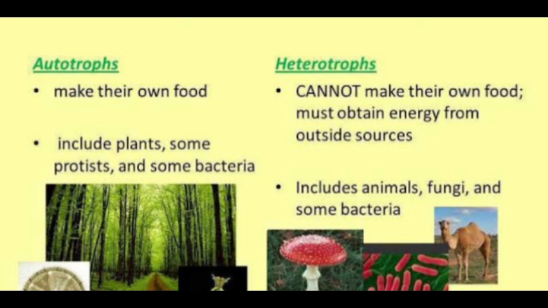Autotrophs are those organisms that make their own food by themselves. For example, plants, protists, and some bacteria. Heterotrophs are those organisms that cannot make their own food. For example, we humans, fungi, and some bacteria.